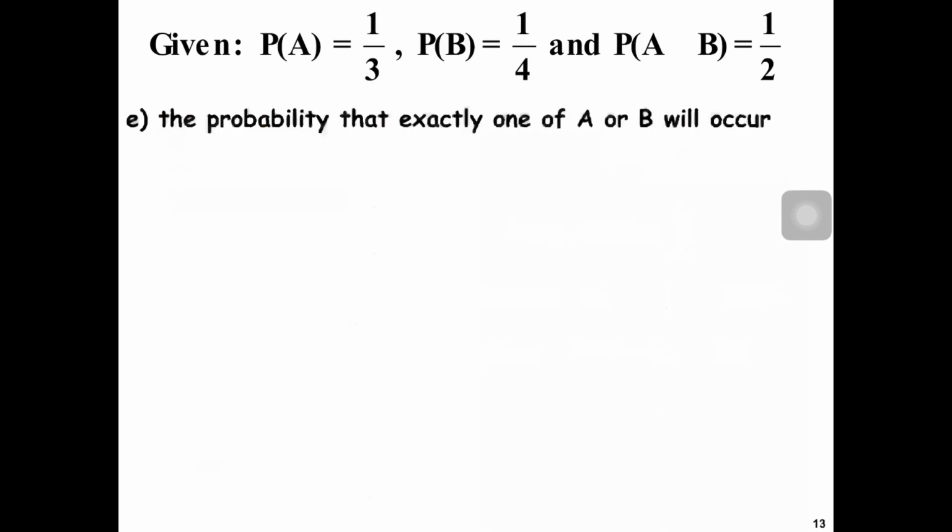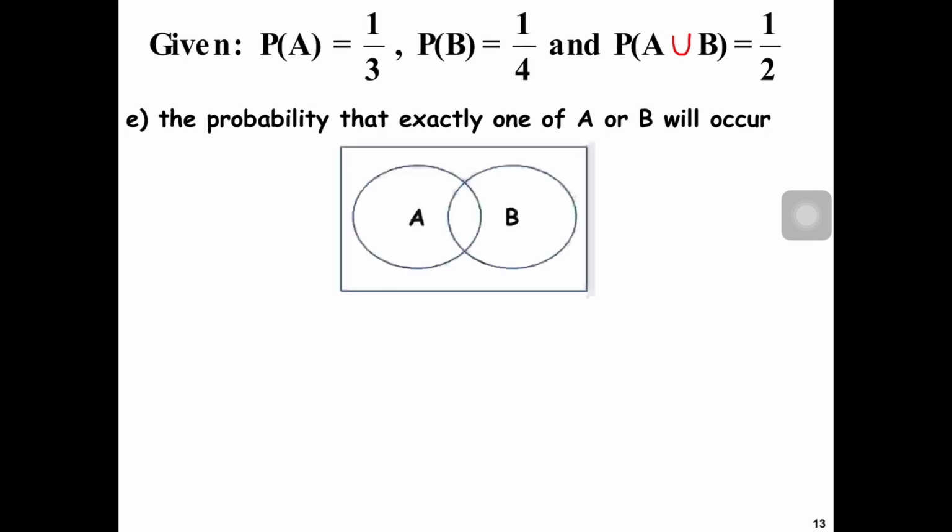Okay, E. Again, that is the information given: probability A union B equals 1/2. So the E part asks for the probability that exactly one of A or B will occur. It means that in your Venn diagram, there is an intersection because we have the value of probability A and B. Exactly one of A or B occurring means A only, this area, and B only, this area.